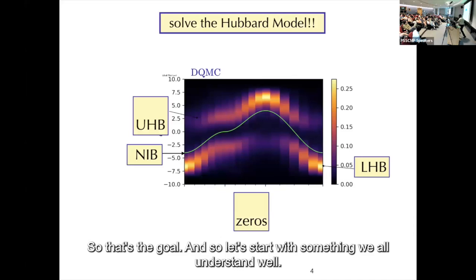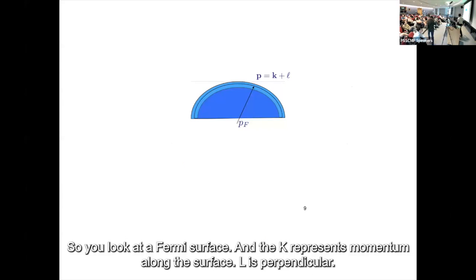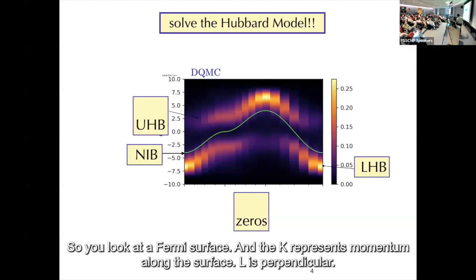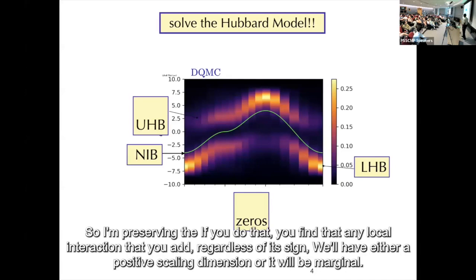And so let's start with something we all understand well. Let's look at Fermi liquid theory and look at the instabilities of this. And this is just your favorite paper. It's either Polchinski or Shankar. It's probably closer to Polchinski. So you look at a Fermi surface, and K represents momentum along the surface. L is perpendicular. And you want to scale towards the Fermi surface. So I want S, the scaling parameter, to go to 0. So I'm preserving the Fermi surface.